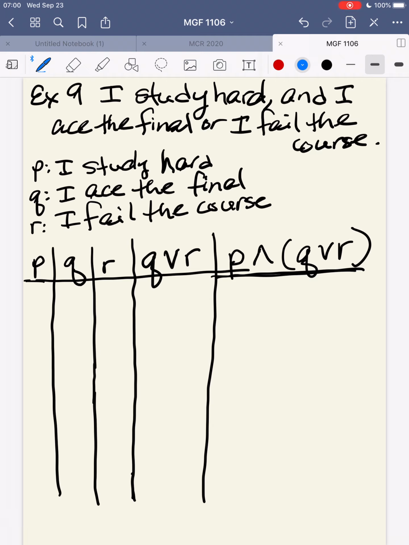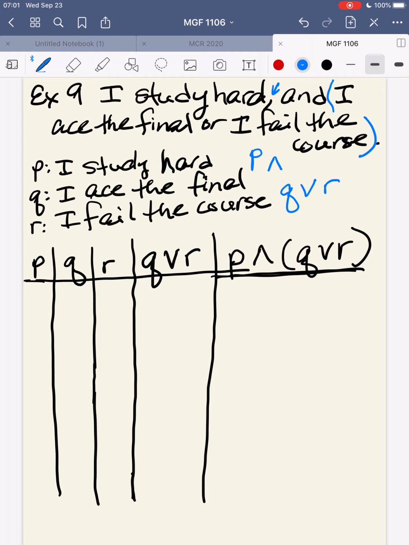Example 9, this one is on page 44 of your book. I study hard and I ace the final, or I fail the course. Notice I have a comma right here, so this is going to be its own thing. So I study hard, I'm going to call my P. Now how am I going to group these other ones? I have an and, and ace the final, or I fail the course. This is like having it in parentheses. So ace the final, or fail the course. These are all three different statements.